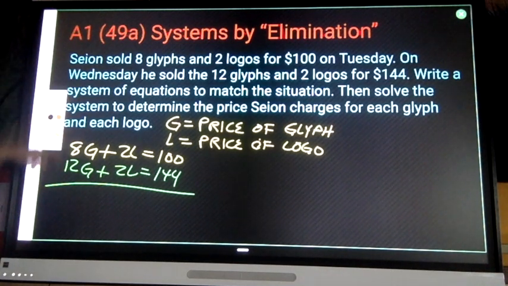Then see if you can solve that from there. Hit pause, see if you can solve the system of equations. Then check against what I do.